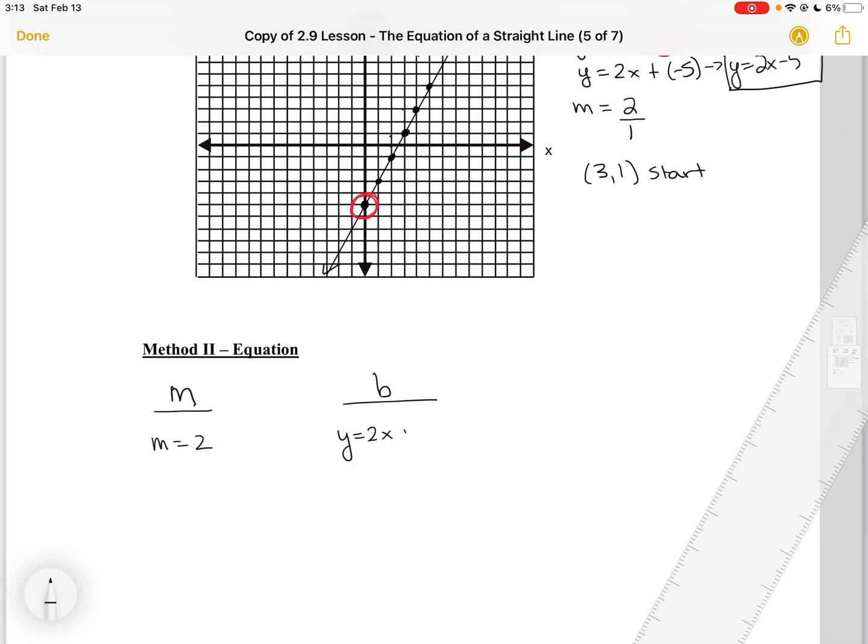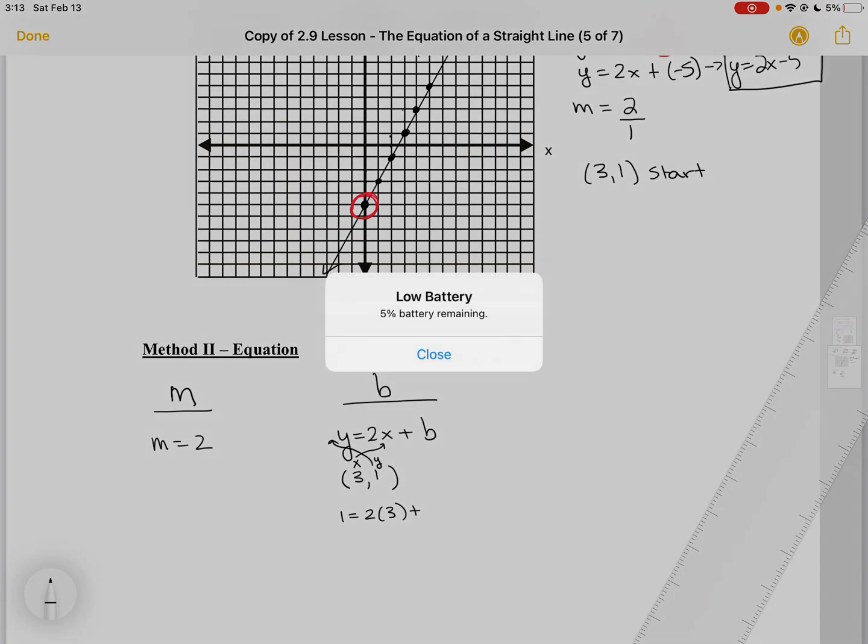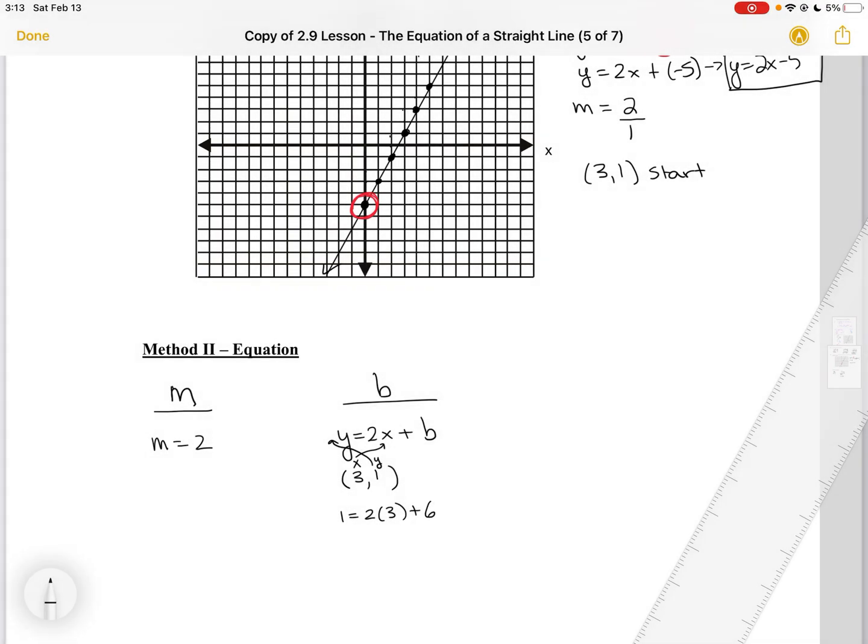And so now I know 2 things. I know that this is true, y equals 2x plus b. And I also know that my line goes through this point. What I can do is substitute in 3 for x and 1 for y, and I can actually solve the equation for b. So I've got 1 equals 2 times 3 plus b.